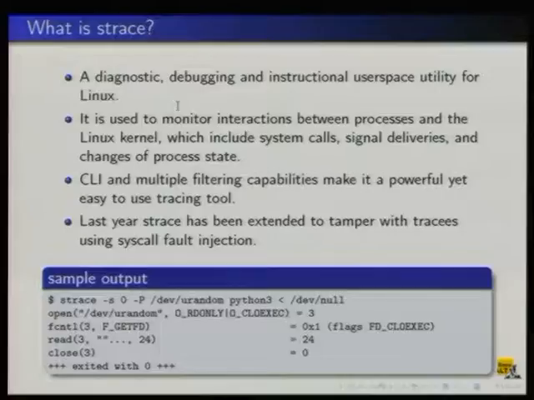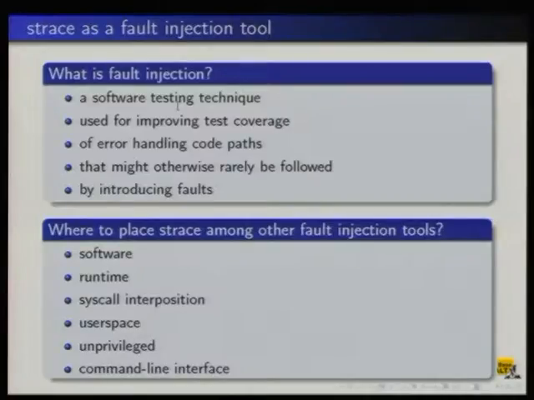So today, I'm not going to focus on traditional strace features, but I'd rather talk about this new feature, which is quite untraditional for strace. But you can see some traditional output too. So what is fault injection? It's a software testing technique used to improve test coverage of error handling code paths that might otherwise rarely be followed, by means of introducing faults. Thanks to Wikipedia for this nice definition. I wouldn't be able to produce something like this.